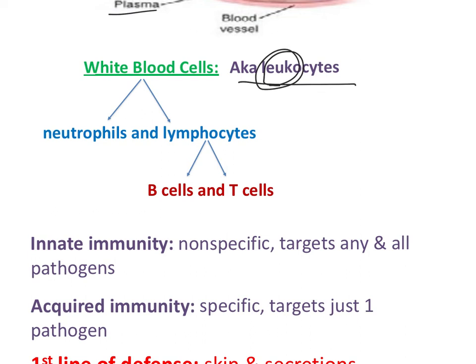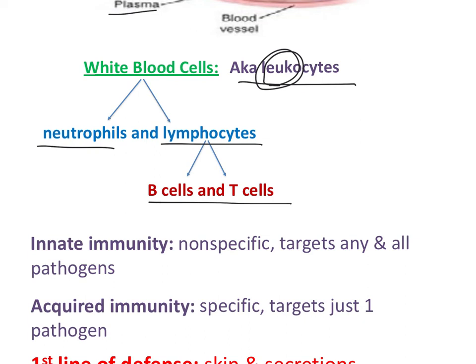In white blood cells, there's two main types of white blood cells. Those are neutrophils and lymphocytes. We will go through both of those in a moment. And lymphocytes are made of two types of cells, B and T cells. So we will go through all of those here in a moment.